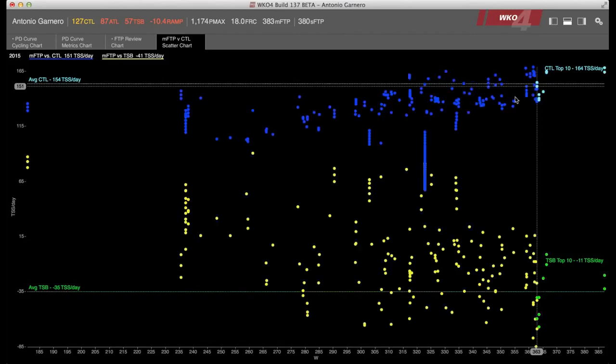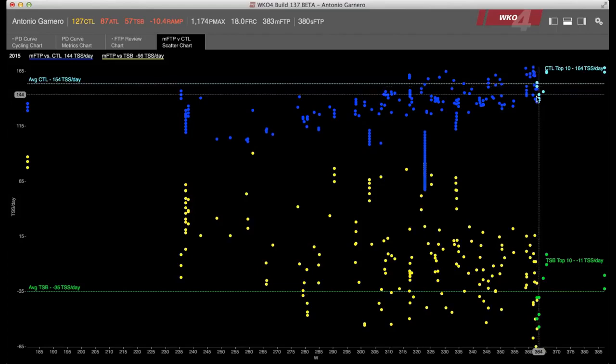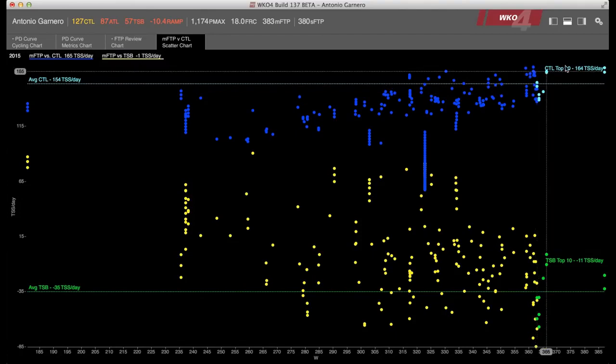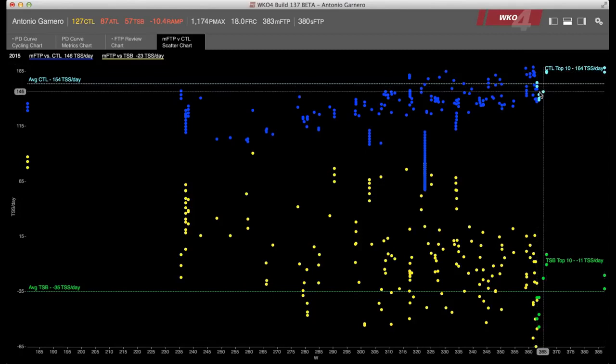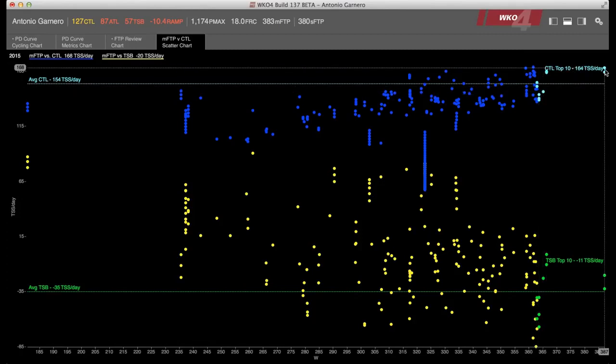If you look at these blue points, as his CTL goes up, what happens to his FTP? It also goes up, right? Some of his highest modeled FTPs all happen right here where his CTL is the highest. Now here's the top 10. These white dots right here are his top 10s. Here we've got some way up in the corner, and check it out. He's got some of the highest CTL on those days, 387 watts and 168 CTL. That's a pretty big deal, right?